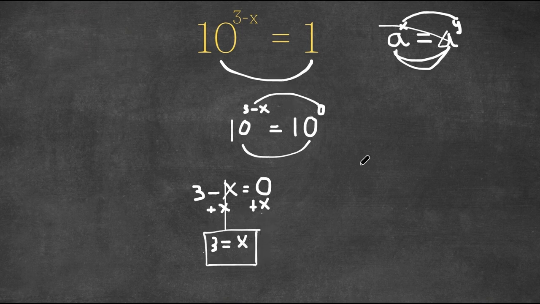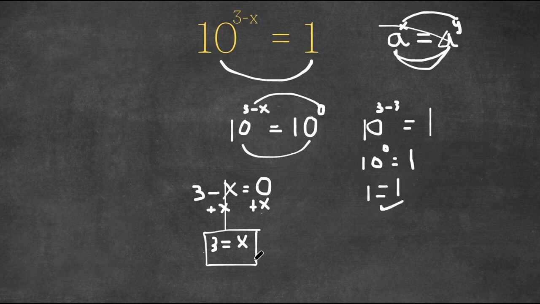Now why don't we go ahead and plug it in to our equation. So this gives us 10 to the power of 3 minus 3. 10 to the power of 3 minus 3 is 10 to the power of 0, equals 1, and remember, anything to the power of 0 equals 1, so 10 to the power of 0 equals 1, so we have 1 equals 1, and this is right, meaning our answer of x equals 3 is right.